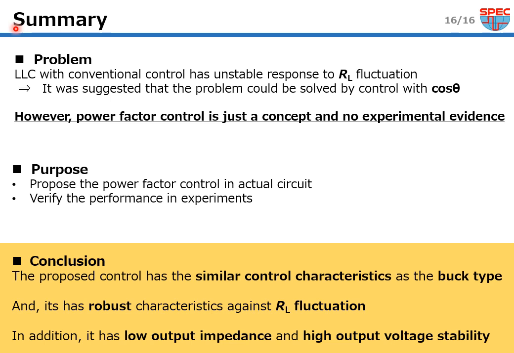Finally, here is a summary of this study. In this study, I propose the power factor control in an actual circuit and verify the performance in experiments. In conclusion, it confirms that the proposed control has similar characteristics to a buck-type converter, and it has robust characteristics against load fluctuation. In addition, it has low output impedance and high output voltage stability.